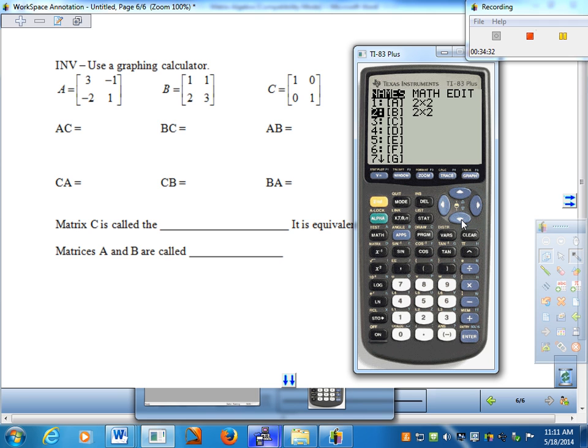One more. I've got A and B in. Let's get C. Oops, move it over. Now do it. There we go. 2 by 2. And this is the 1, 0, 0, 1. Good one right there. All right, it's ready.